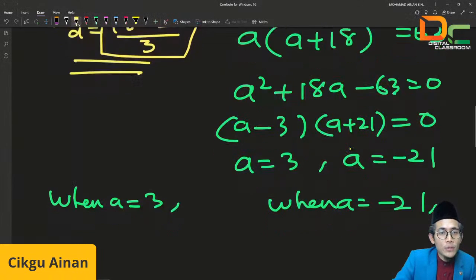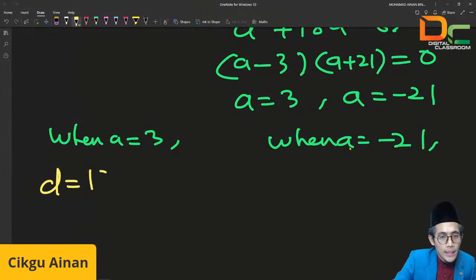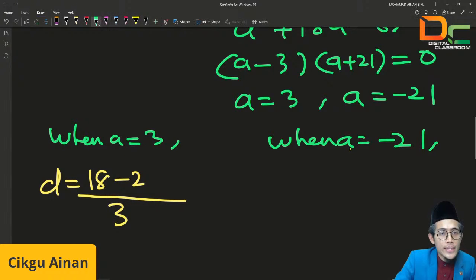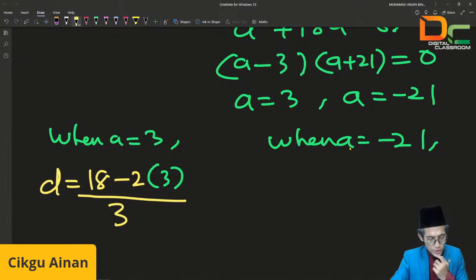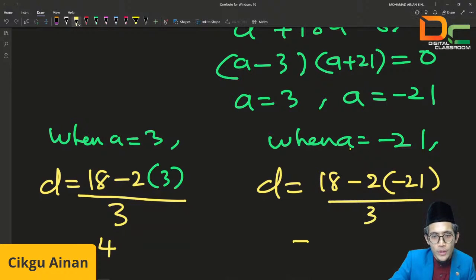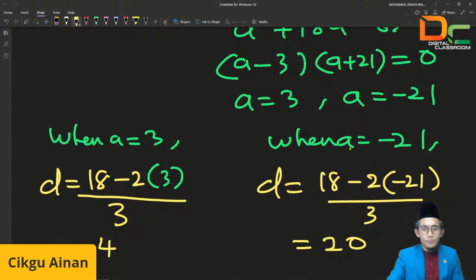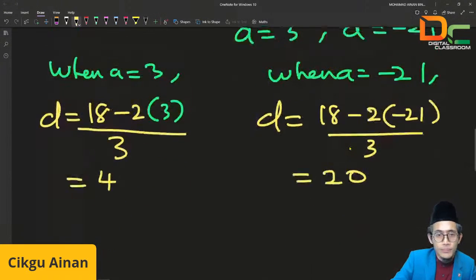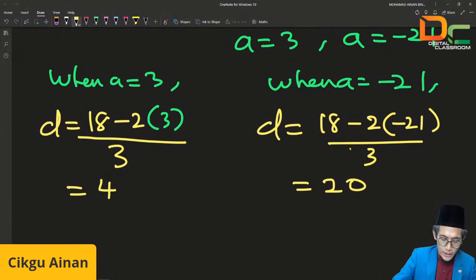Over here, 18 minus 2A over 3. This one I didn't extend, this is wrong now. A is what? A is 3. And then use your calculator, you should get what? 4. This one we do the same thing. 18 minus 2 times minus 21 over 3. This one you get 20.